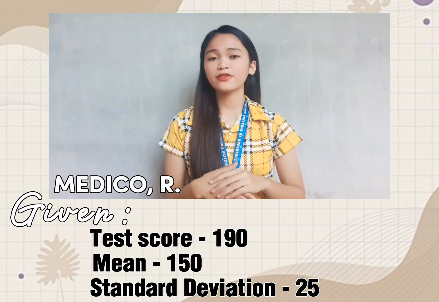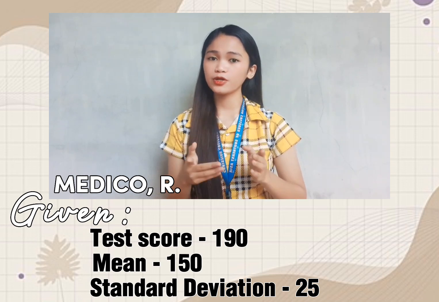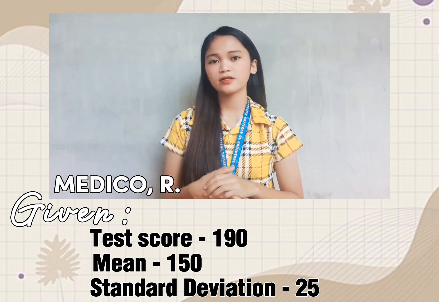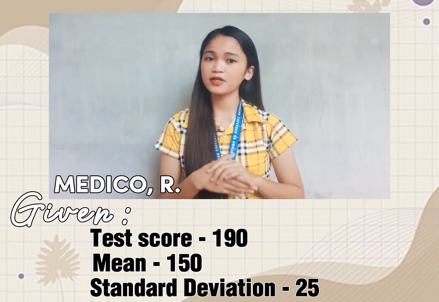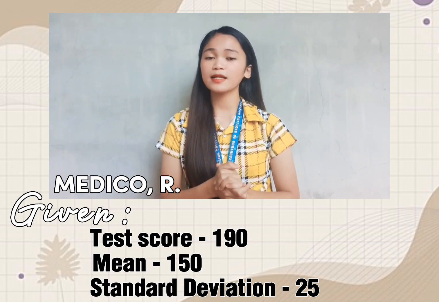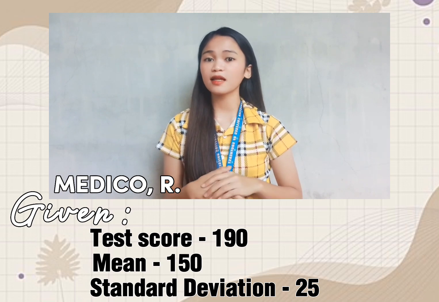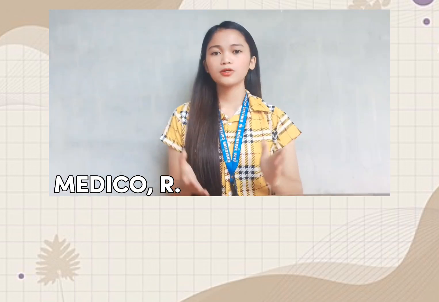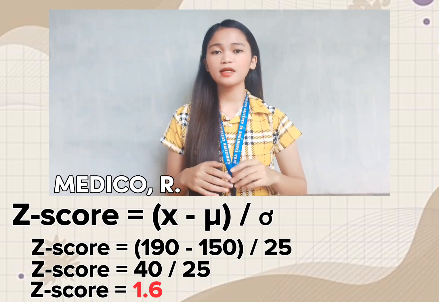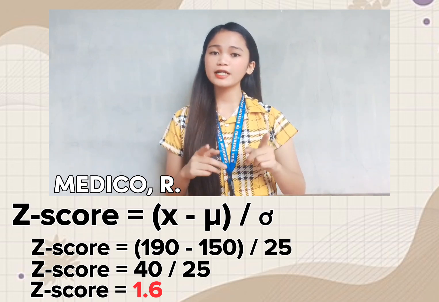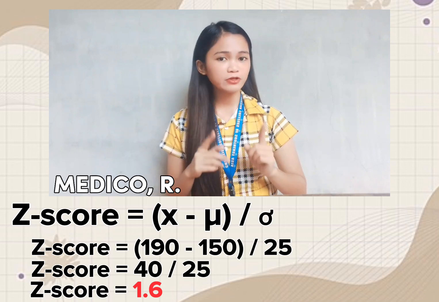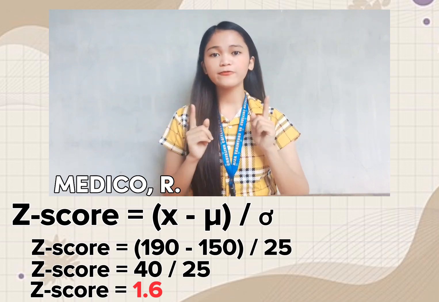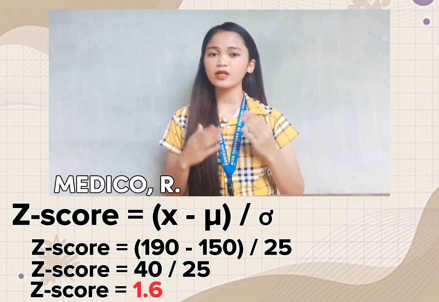So let's take another example, guys, in order for you to learn and understand more in this kind of lesson. Let's just say that you have a test score of 190 and the test has a mean of 150 and a standard deviation of 25. So z equals 190 minus 150 divided by 25. So 190 minus 150 equals 40, and 40 divided by 25 equals 1.6.